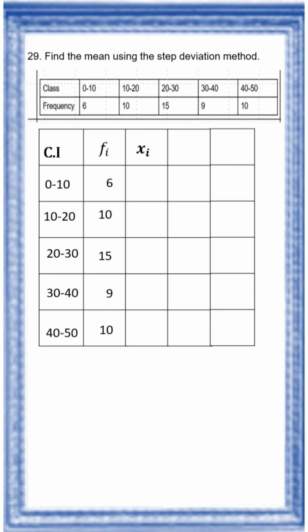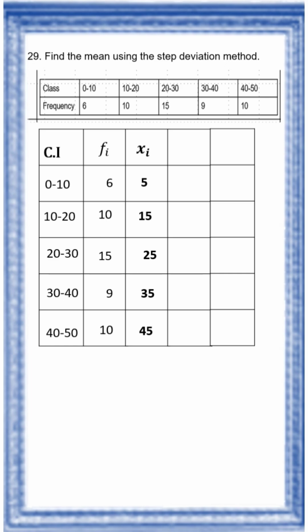0 to 10. How to find midpoint? Xi. 0 plus 10, that is 10. 10 by 2 is 5. 10 plus 20, 30. 30 by 2 is 15. Or class size h is 10 in each and every class interval. You can go on adding h to the previous midpoint to get the next one. For example, 5 plus 10 is 15. 15 plus 10 is 25. 25 plus 10 is 35. 35 plus 10 is 45.